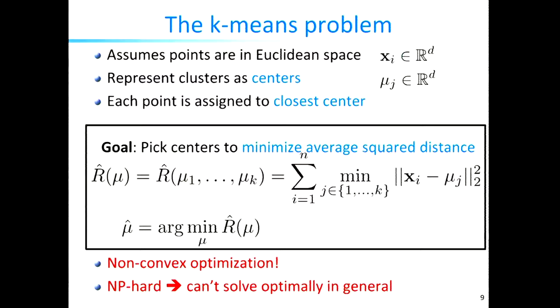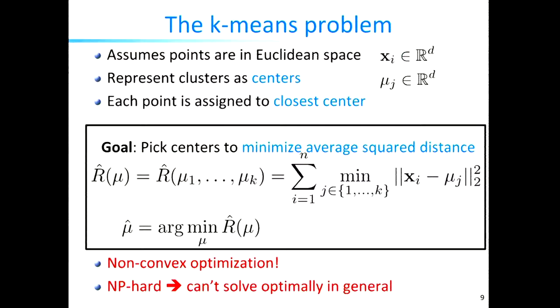For now, let's assume that k is a given constant. We know we're going to look for, say, 3 clusters, and we just optimize over the parameters of those 3 cluster centers. So we're going to solve an optimization problem over 3 d-dimensional vectors, mu1, mu2, mu3. In general, mu k.